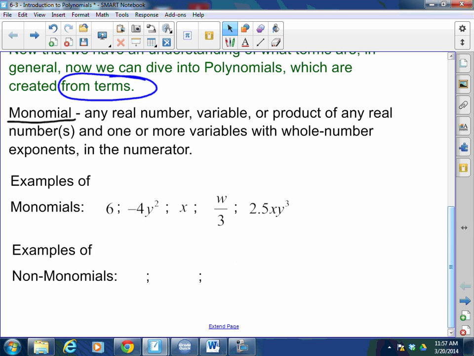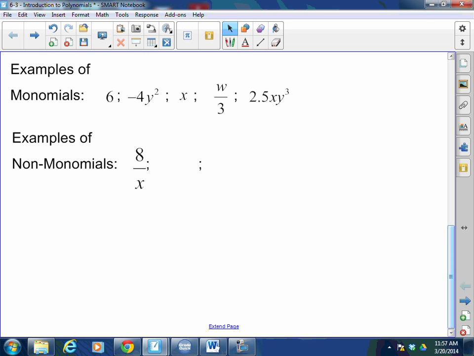Examples of non-monomials. Please pay attention to these. 8 over x. Why would this not be a monomial, gentlemen? Sir? Because you have a variable in the denominator. Good. x over square root of y. Why would this not be a monomial? Because there's a variable in the denominator.